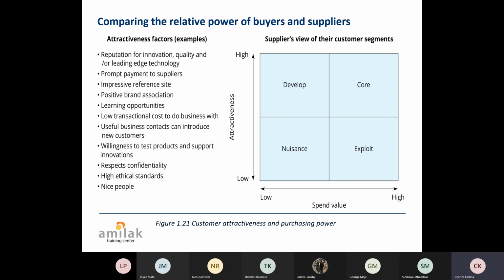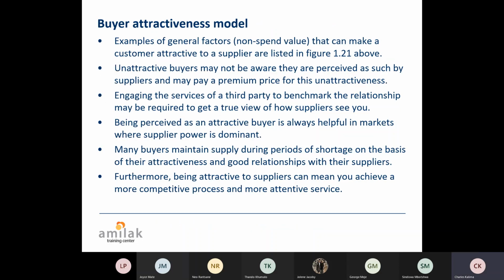You might go there trying to ask for a price reduction and they'll tell you to go and take a hike. So examples of general factors, non-spend value that can make a customer attractive to a supplier, are listed in the figure that we've just talked about. And buyers may not be aware that they are perceived as unattractive by the supplier and may pay a premium price for their unattractiveness.